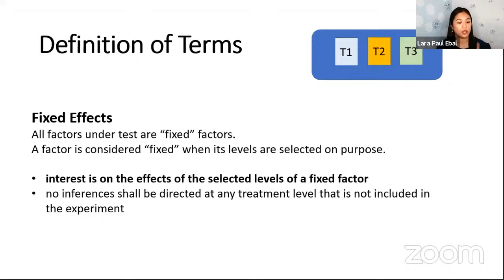No inferences shall be directed at any treatment level that is not included in the experiment. This means that your conclusion will only be applicable to other experiments or research using the same set of levels. So T1, T2, and T3. So that's under fixed effects.